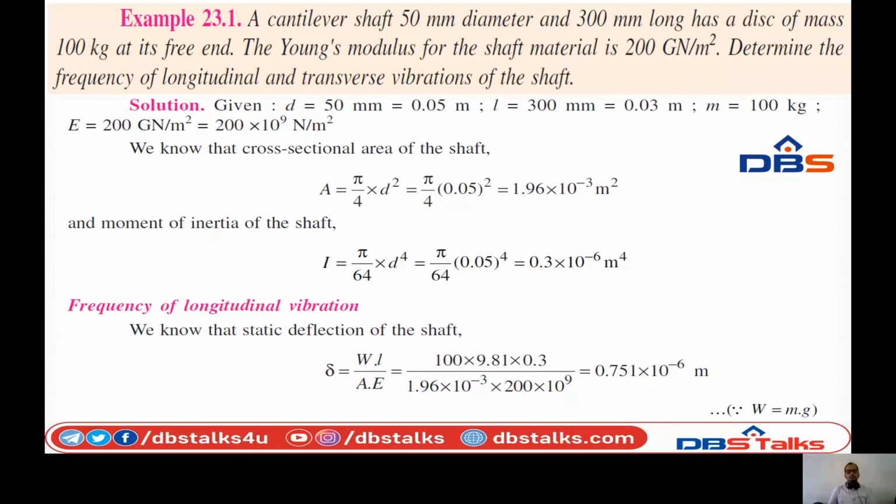Shaft is the main thing. At the same time, for longitudinal and transverse vibration, the formulas may differ. So the delta formula for the beam under longitudinal vibration, or static deflection, is WL by AE. For transverse, just now we thought that it is WL cube by 3EI. That is the deflection formula we just explained.